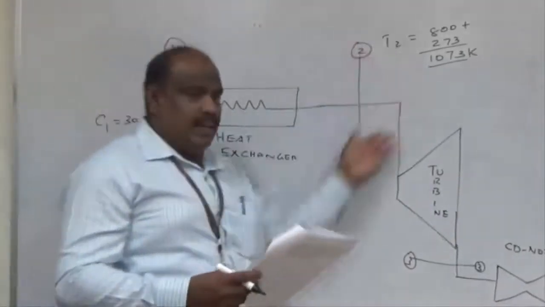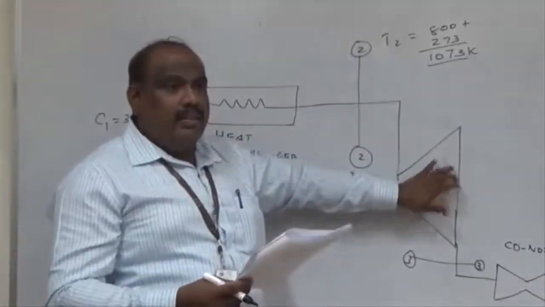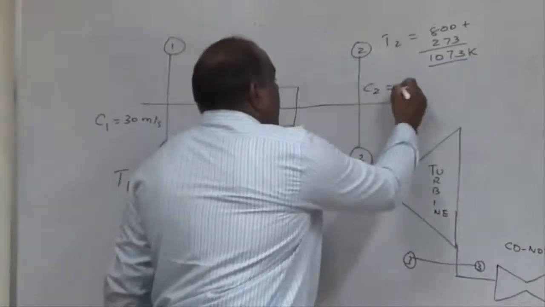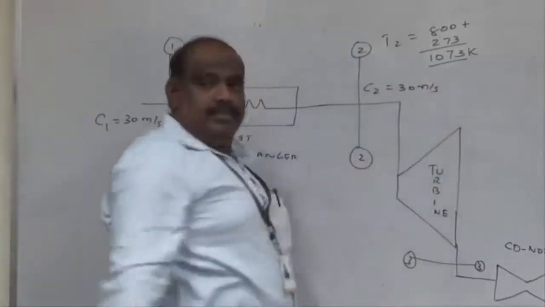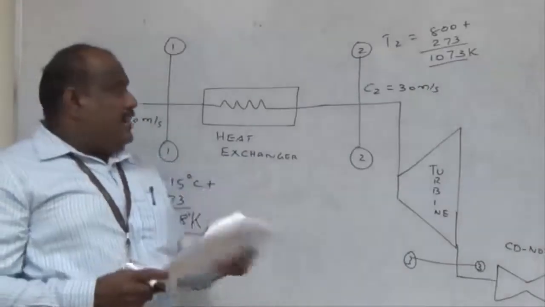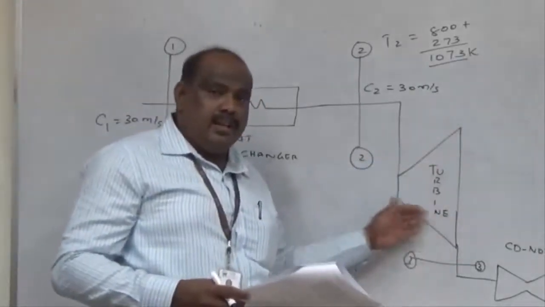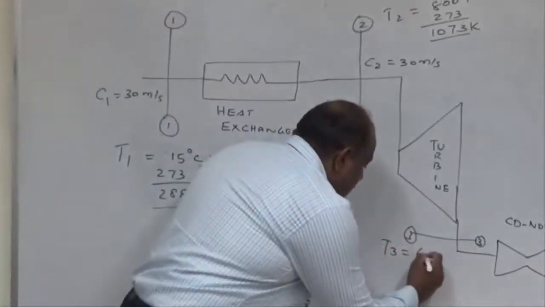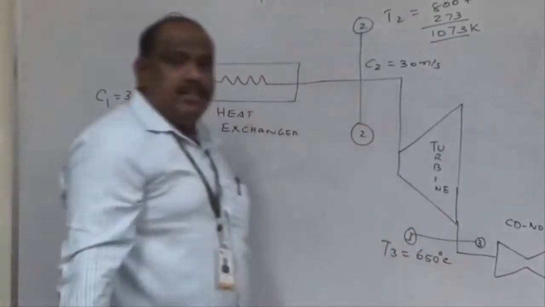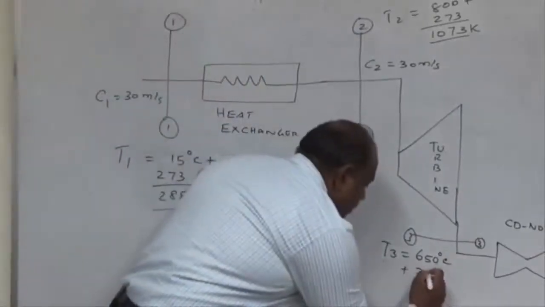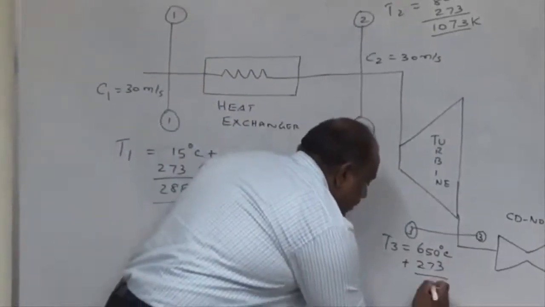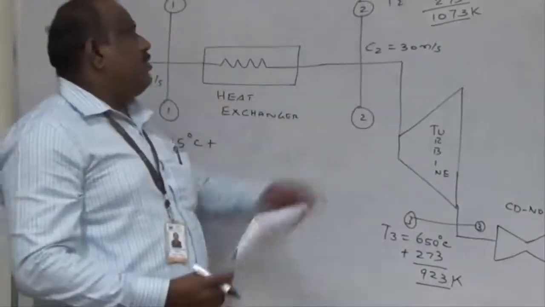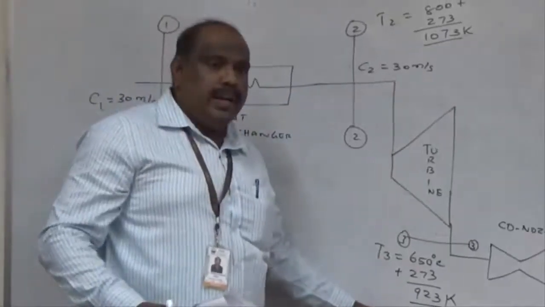It then enters a turbine with the same velocity. So they assume there is no rise in the velocity, with the same velocity. And it expands. Because the turbine has a rotating component, it expands until the temperature falls to 650 degrees Celsius. So the temperature is 650 degrees. What is the immediate step? We have to add 273 and convert it into Kelvin. So it is 923 Kelvin. So from 1073 Kelvin, the temperature drops to 923 Kelvin.